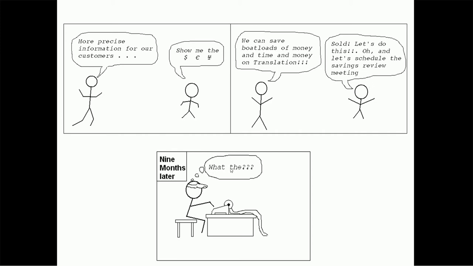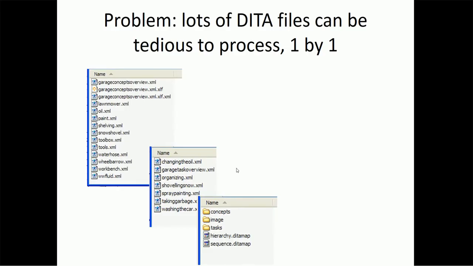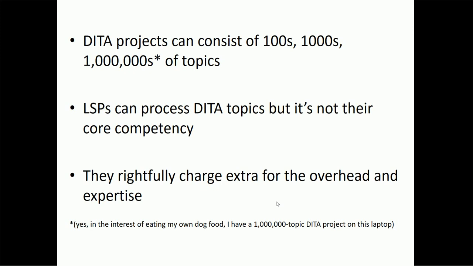But 9 months later, we say that we're not seeing those savings. What's wrong? Well, the paradox got us, right? Because there are lots and lots and lots of DITA files that make up a single publication. So these can be very tedious to translate one at a time. DITA projects consist of hundreds, thousands, or millions of topics. Localization service providers can process DITA topics, but it's not their core competency, and they would rightfully charge extra for the overhead and the expertise.